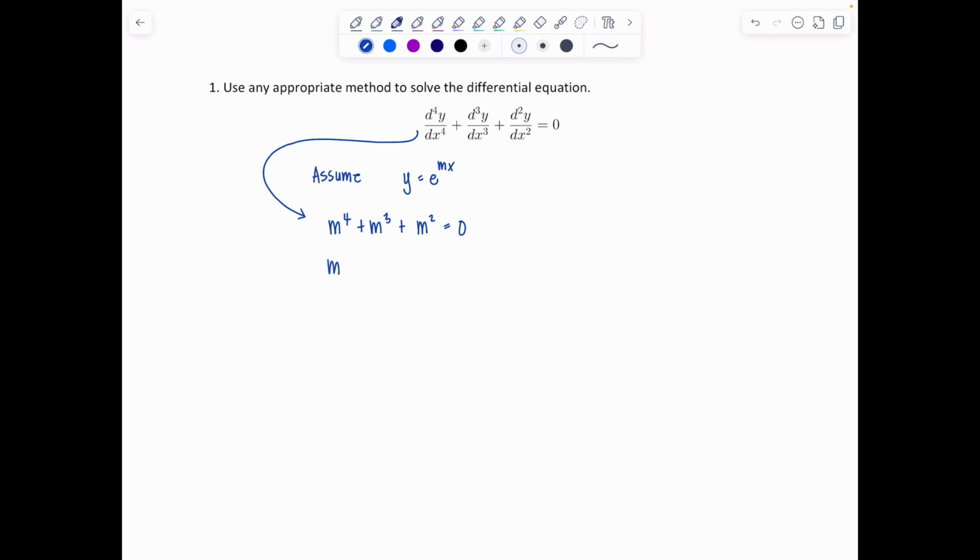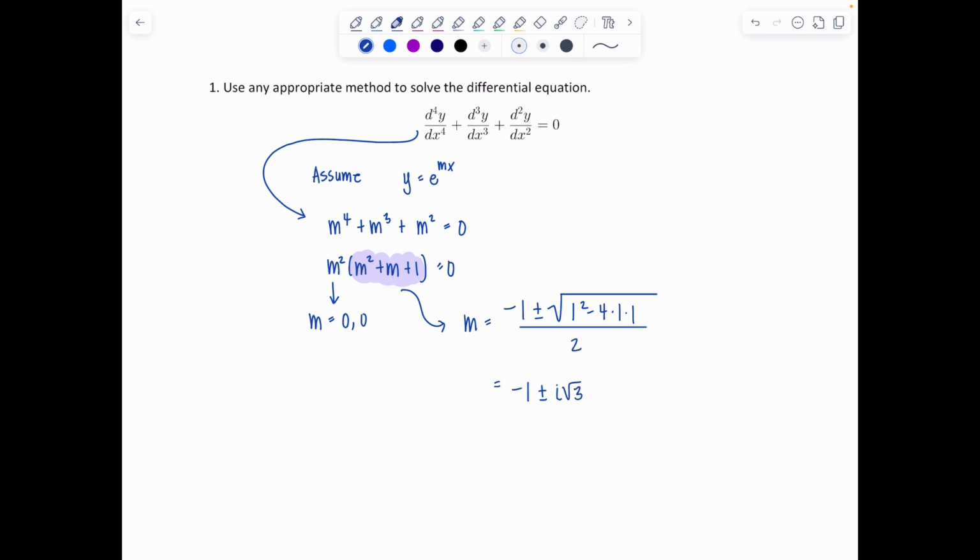I can factor out m squared, and then I have m squared plus m plus 1 equals 0. So m squared outside means I have 0 as a root repeated. And then this trinomial here does not factor, so time to bust out our trusty quadratic formula. Still using it all these years later. So m equals -1 plus or minus the square root of 1 squared minus 4 times 1 times 1, all over 2.